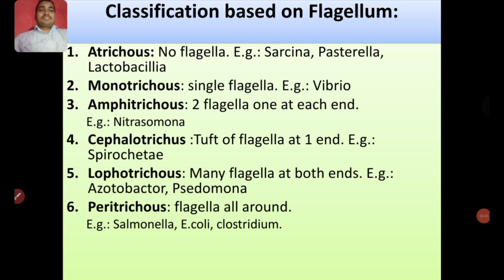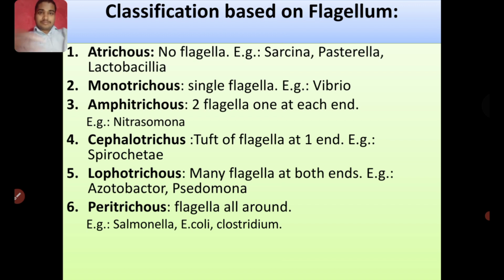Now, furthermore, let's come to the classification of bacteria based on flagellum. Atrichous means having no flagella. Examples: Sarcina, Pasteurella, and Lactobacillus. You can read this all. Monotrichous means having a single flagellum. Amphitrichous means two flagella, one at each end. We shall study this further.